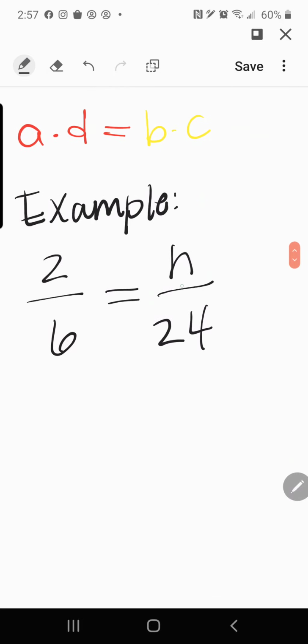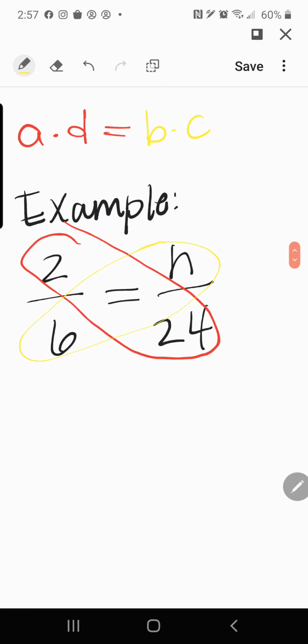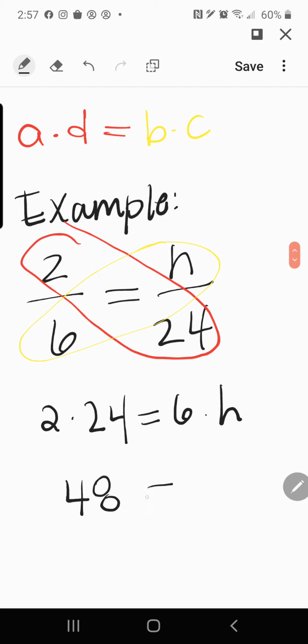Let's look at an example. We have 2 over 6 is equal to H over 24. So we want to multiply the diagonals and then set them equal to each other. When we do that, 2 times 24 is going to be equal to 6 times H. 2 times 24 is 48, and 6 times H is just 6H.